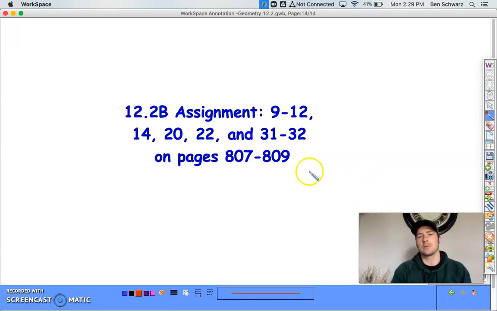Quick reminder on these 31 and 32 review problems. Those are finding the interior angle sum of a regular polygon. So remember on those, that's n minus 2 times 180. So look back at chapter 8 to get answers to those. So that's the end of 12.2. Next we'll be going on to pyramids and cones.